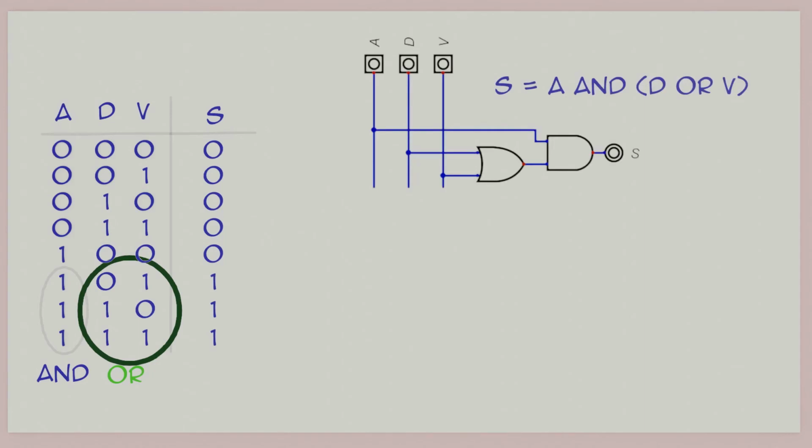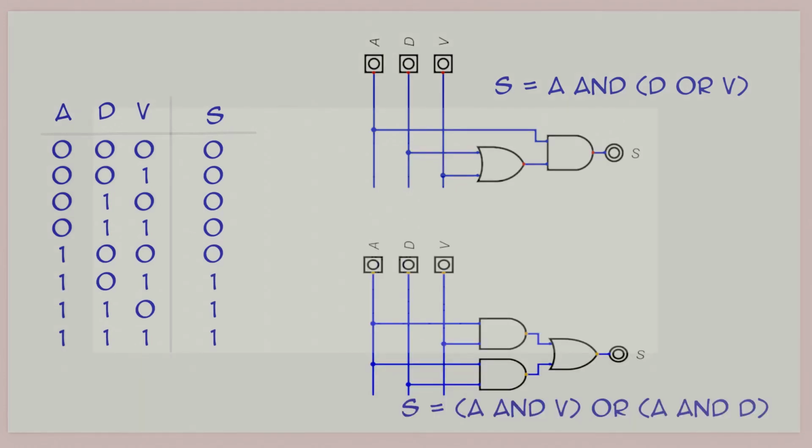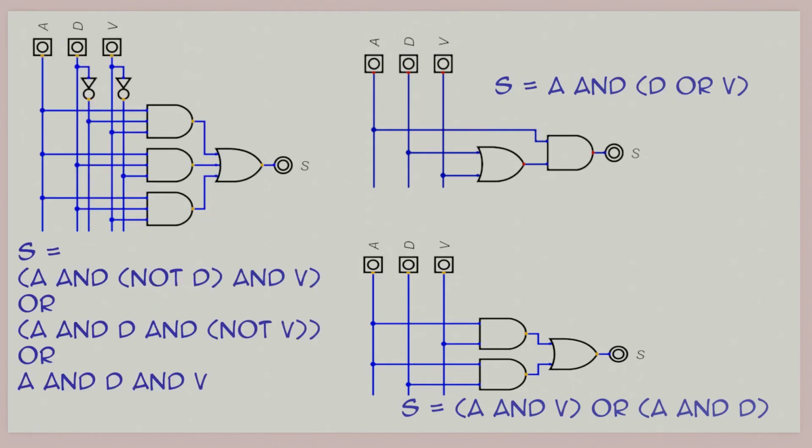There's also another possible expression from the truth table that gives the same result. S equals A and V or A and D. We can only really arrive at this one using Boolean laws. Now these three circuits are equivalent to each other and all are equally correct, but as a rule the simpler circuits are easy to build and so we should aim to keep it simple.